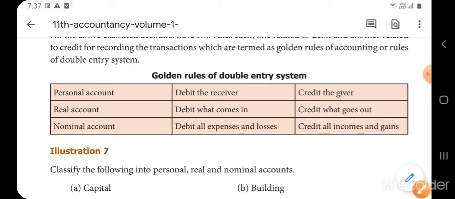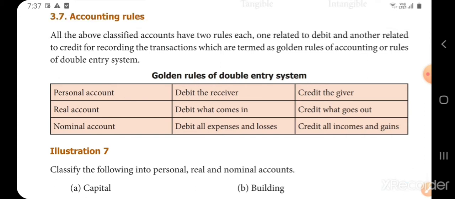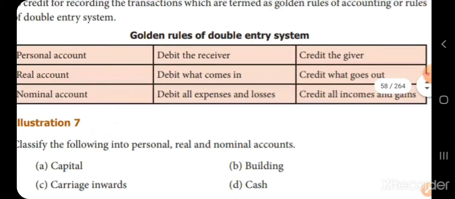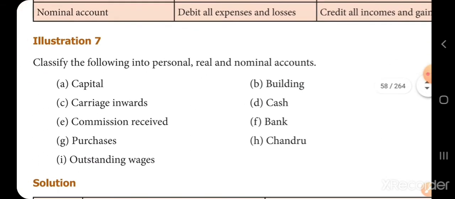Okay. So personal account, debit the receiver, credit the giver. Real account, debit what comes in, credit what goes out. Nominal account, debit all expenses and losses, credit all incomes and gains. Okay, without seeing, you should know this by heart. Okay. Next, we'll see illustration 7.